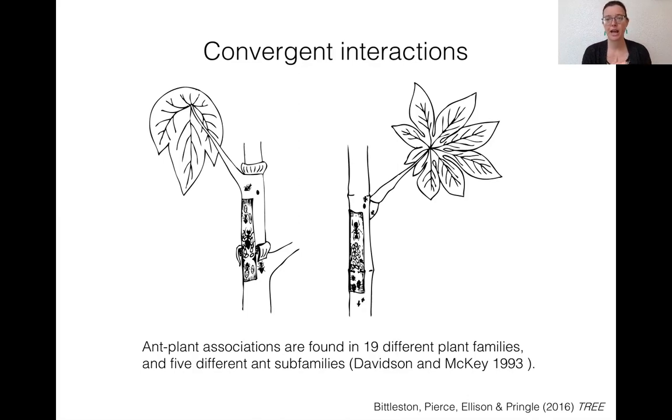And in exchange, the ants protect the plants from herbivores, often from other insects that are trying to eat the plant leaves, but it could also be big herbivores like giraffes or elephants. And here I'm showing you two examples, one that is in South America and one that is in Southeast Asia. But they look very similar.